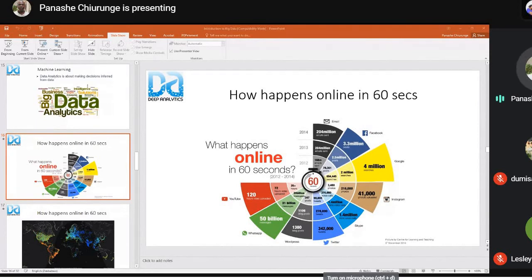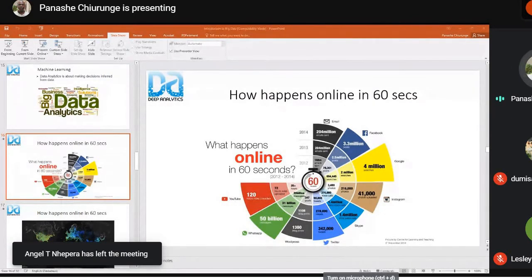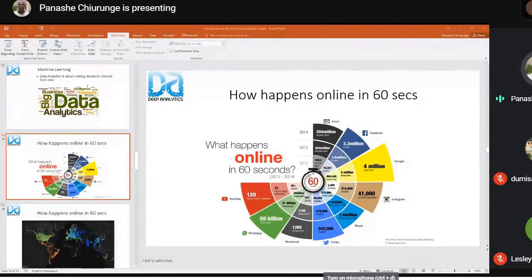Right. So if you look at what happens online every 60 seconds, for example, in 2012, there were 168 emails sent every 60 seconds. And then in 2014, 204 million emails sent every 60 seconds. And then in 2020, they're looking at 1 billion emails sent every 60 seconds, right?